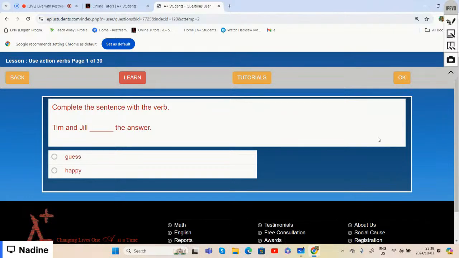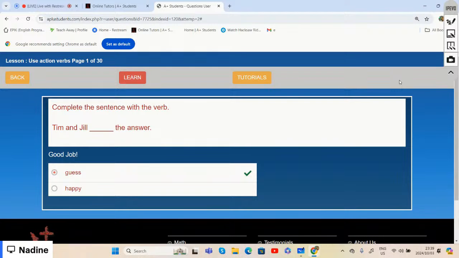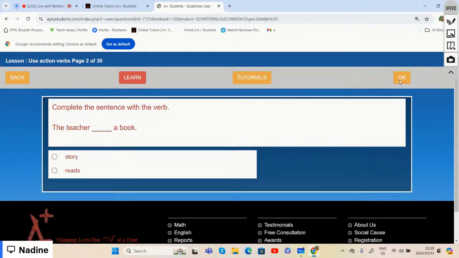And if we were to use the action verb, we can say Tim and Jill guess. Yes, guess the answer. So well done. Guess is correct. So option 1, guess is correct.